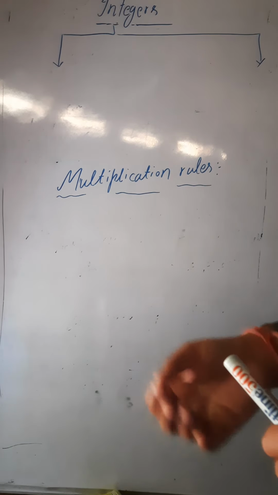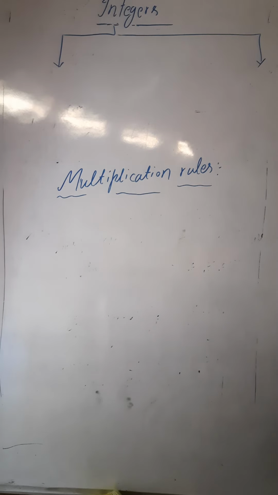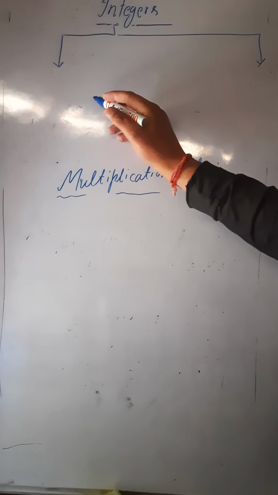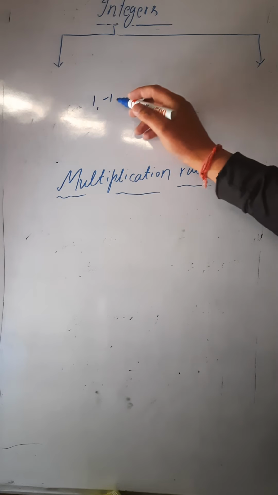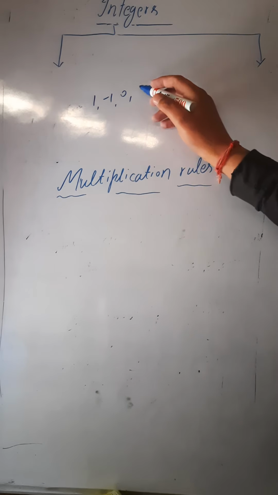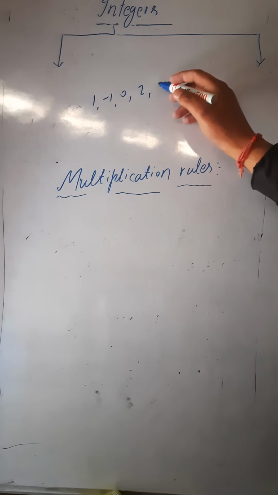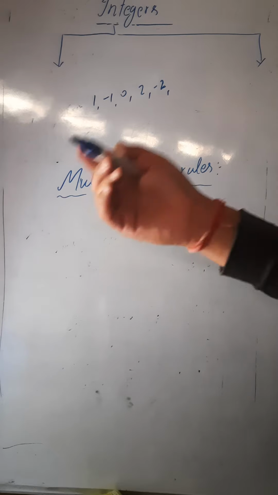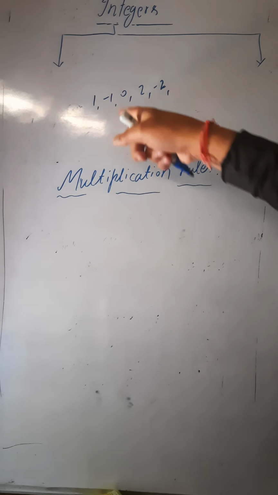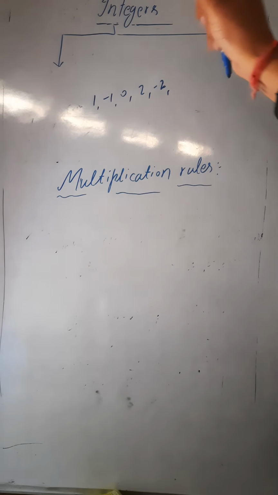Integers are the positive and negative numbers. These all are known as the integers. Suppose if I write 1, this is an integer. If I write -1, this is also an integer. If I write 0, this is also an integer. If I write 2, this is also an integer. If I write -2, this is again an integer. So all these positive and negative numbers including 0 are called integers.